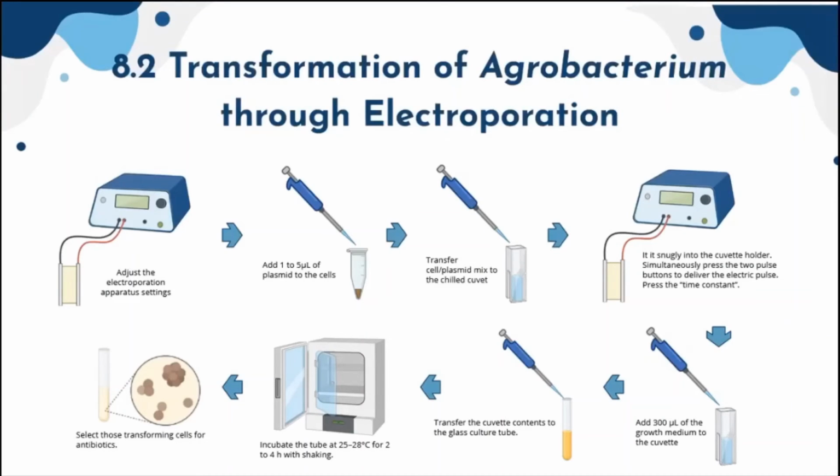Immediately add 300 microliters of the culture medium to the cuvette. The contents of the cuvette are transferred to the glass culture tube and incubated with shaking for 4 hours. Finally, we will select those transformed cells using antibiotics.